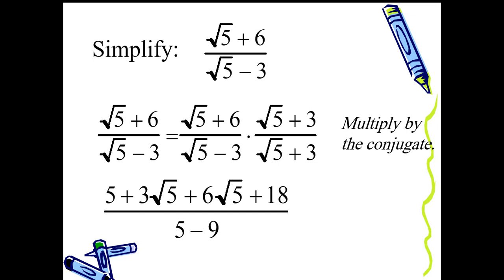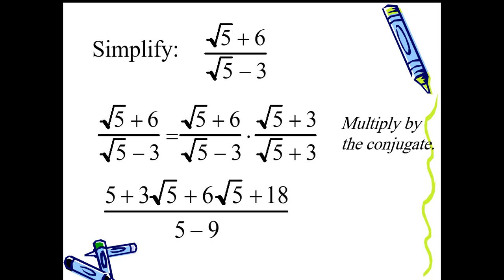Then I will start to multiply. Distribute the numerator. Radical 5 times radical 5 is 5. Radical 5 times 3, 3 radical 5. Then I go to 6. 6 times radical 5, 6 radical 5. 6 times 3, 18. Now, my denominator, why is it 5 minus 9? This is A minus B times A plus B. This is an identity, and the identity will give me A squared minus B squared. Did you see how I can cancel the radical? Because radical 5 squared gives me 5, and 3 squared gives me 9.